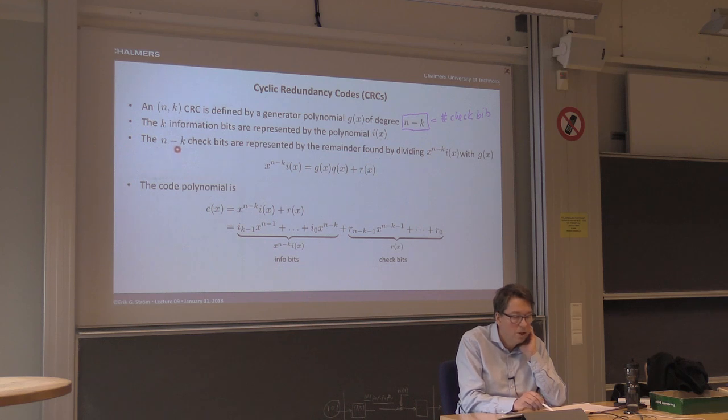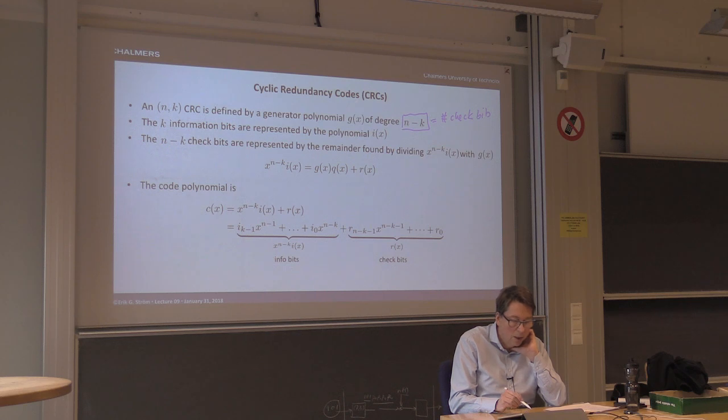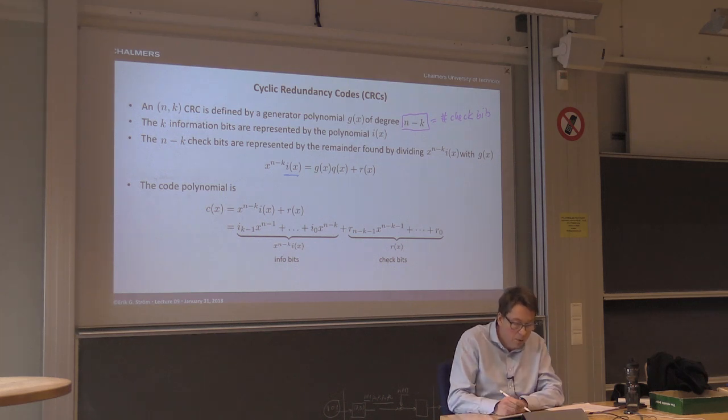So the n minus k check bits, we need to calculate them from I using g. g is what defines the code. I is the input to the encoder, and we want to calculate the check bits. And we find the check bits by dividing x to the power n minus k times I by g. Or in mathematics, we take the left-hand side here, so we have the information bits here. We simply multiply them with x to the power n minus k, which is saying that we take the information bits and we append zeros to the right. And then we divide it through by g.